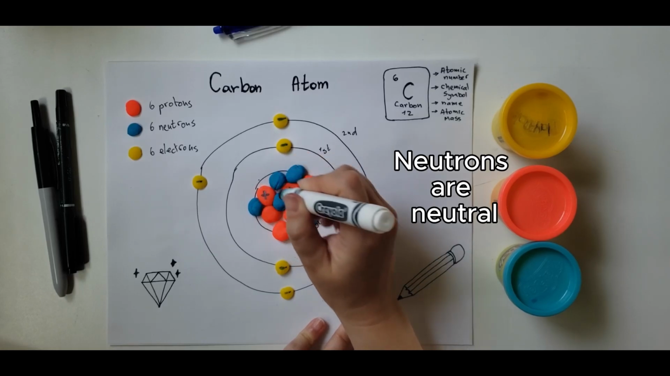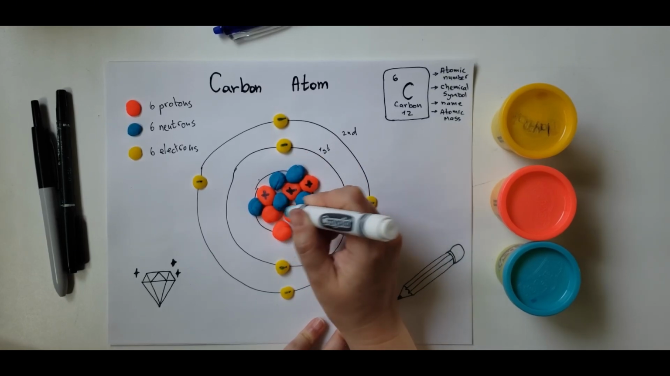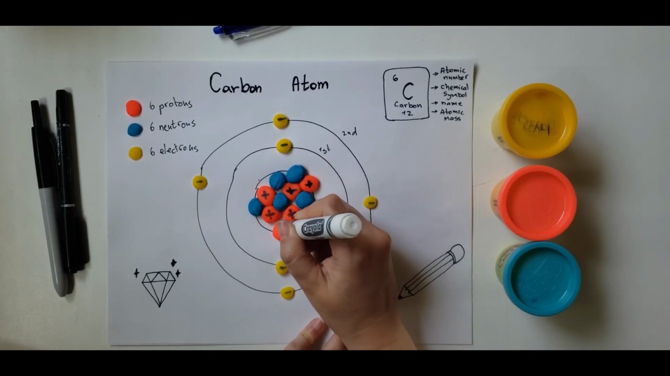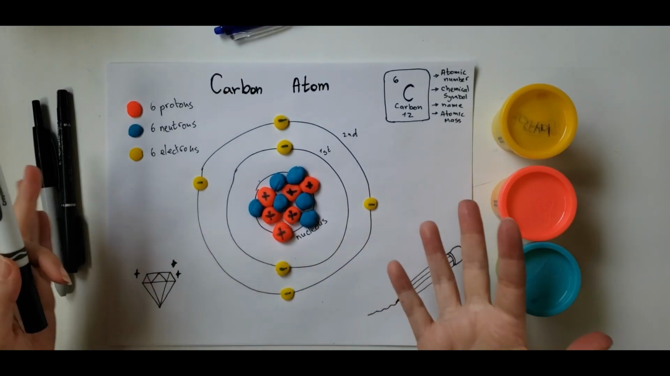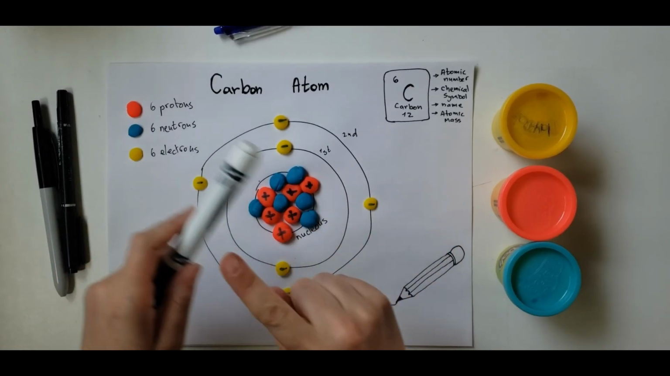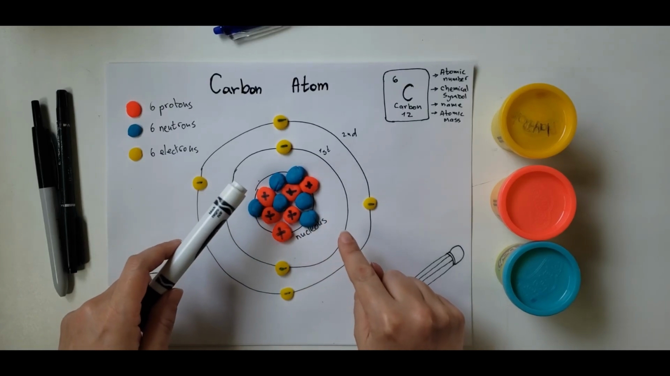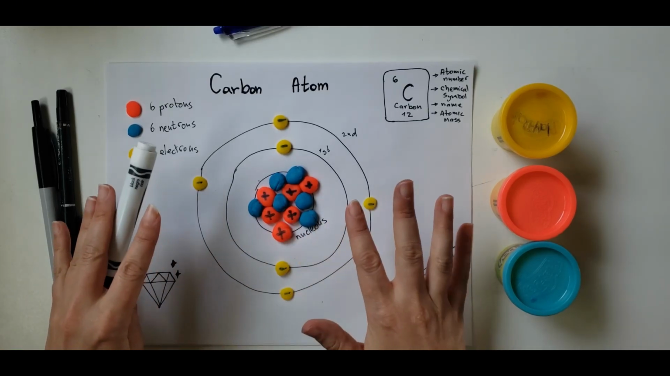Neutrons don't have any charge. They are neutral. Here you go. We've got our negative charges and positive charges. If you can't add your charge right now, wait for your model to dry and add your charge tomorrow.